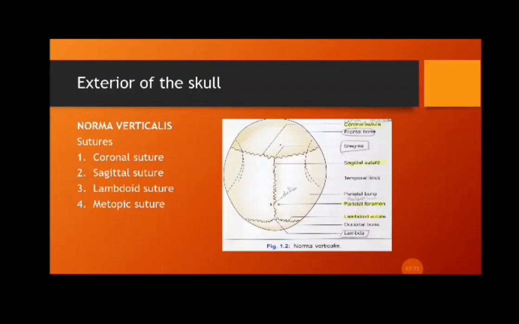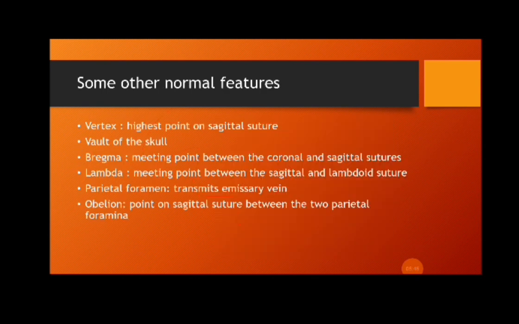Metopic suture. Actually, this metopic suture is not present in everybody. It is present rarely, like in 3 to 8% of individuals. It is just a line. It is in the median, which separates the two halves of the frontal bone. It is present only in 3 to 8% of individuals. The metopic suture. And we will see about other features in this view.